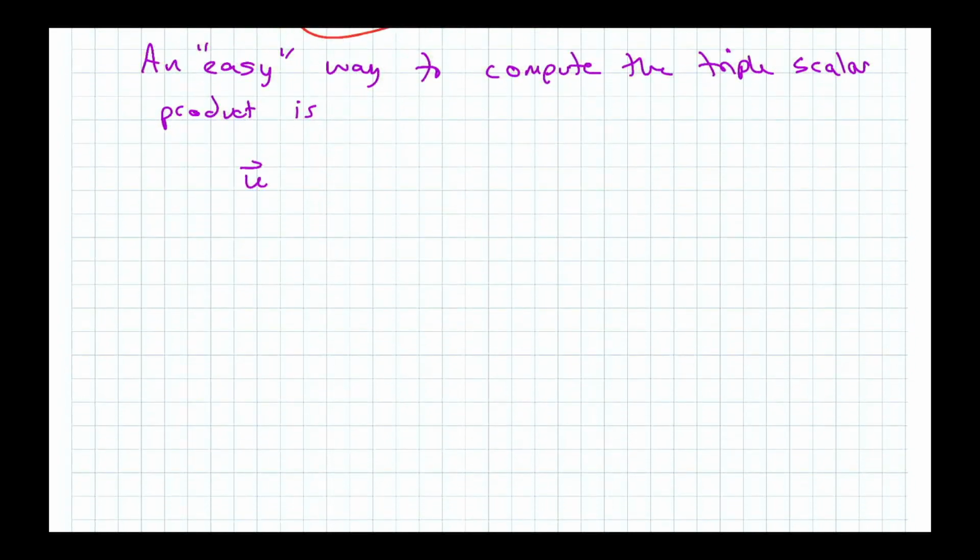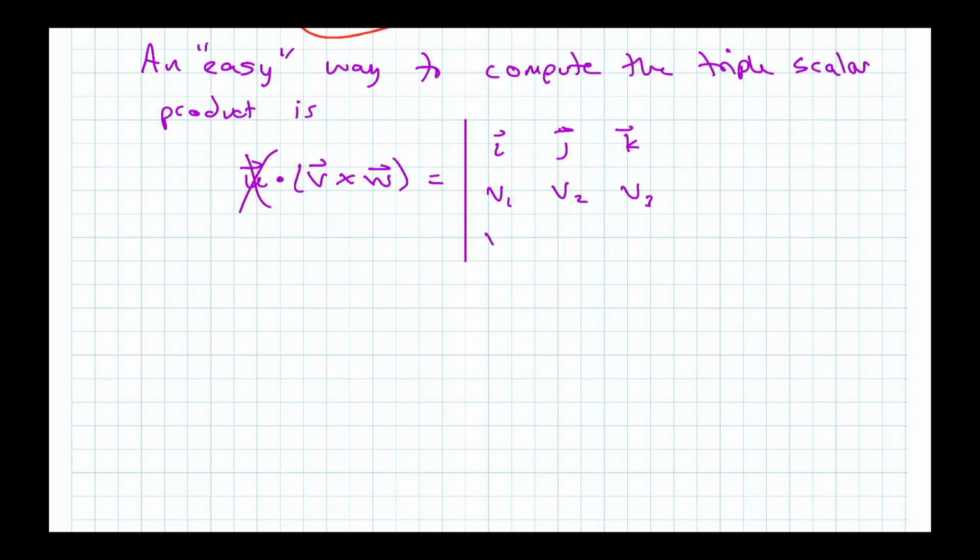So we want U dot V cross W. It turns out that you can use the determinant for the cross product, right? Normally, if you covered up the U and asked what this cross product would be, it would be I, J, K, then V1, V2, V3, and then W1, W2, W3, right?